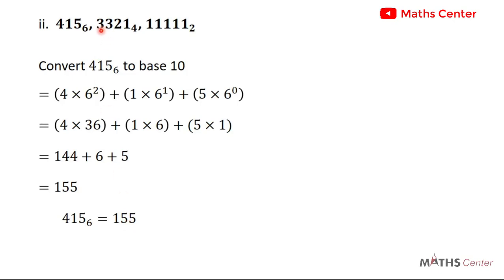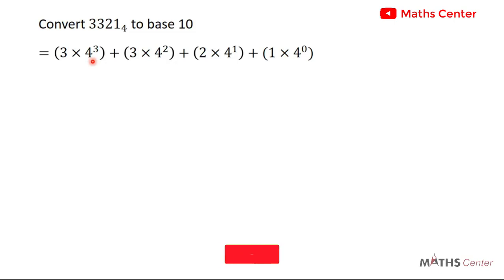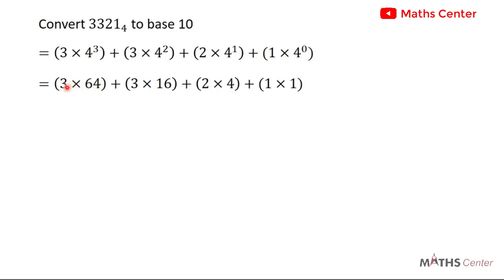The next is to convert 3321 base 4 to base 10. So in converting, we are going to have 3 times 4 exponent 3 plus 3 times 4 exponent 2 plus 2 times 4 exponent 1 plus 1 times 4 exponent 0. So if you do the multiplication, we have 3 times 64 plus 3 times 16 plus 2 times 4 plus 1 times 1. You do the multiplication here, you are going to have 192 plus 48 plus 8 plus 1. You add everything here, we are getting 249.